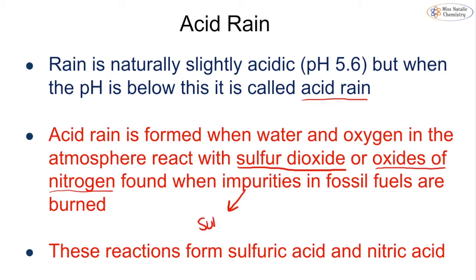So we have sulfur or nitrogen impurities in the fossil fuels, and when these are burned, we form sulfur dioxide and the oxides of nitrogen. When they react with water, we form sulfuric or nitric acid, and that causes the rain that we get to fall as acid rain.